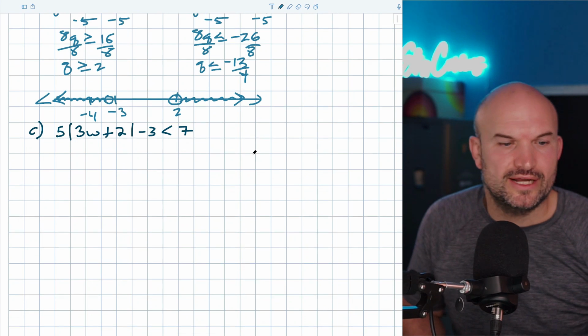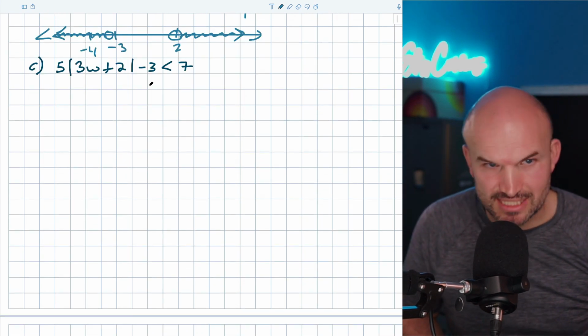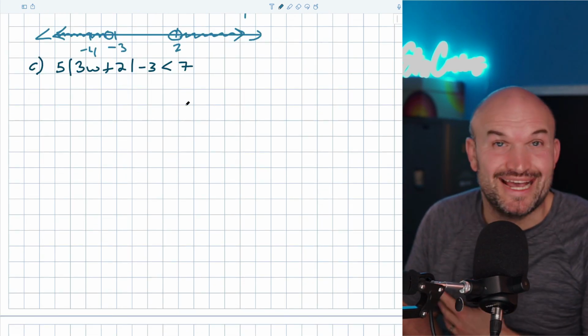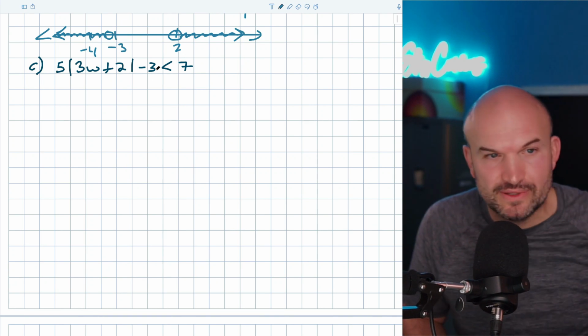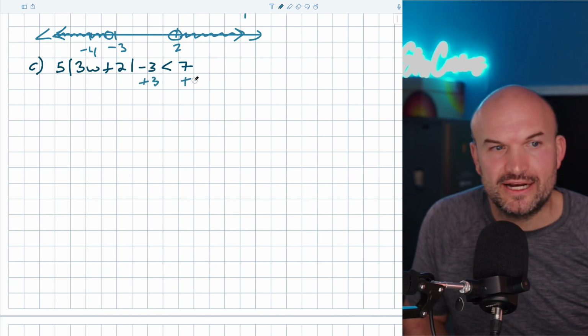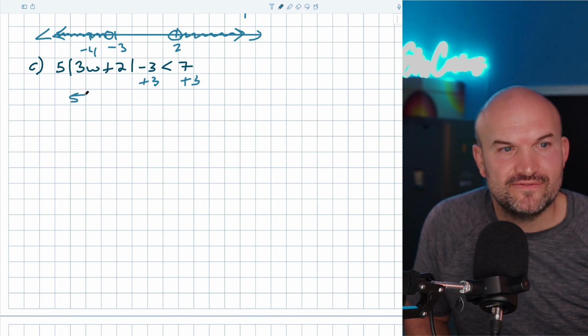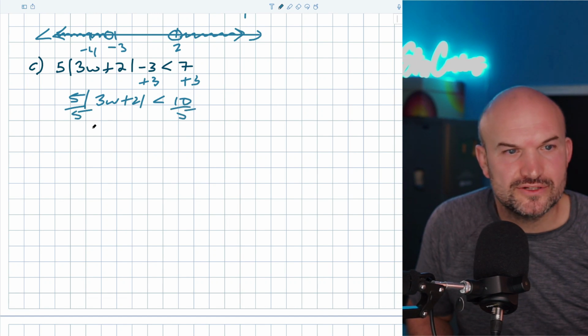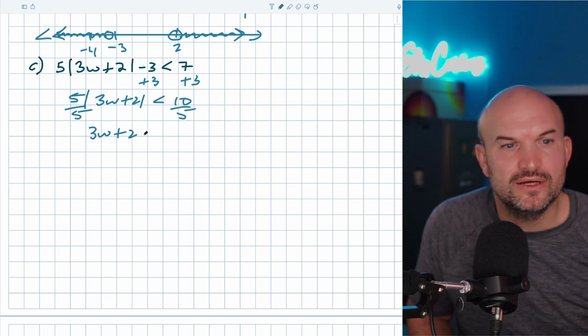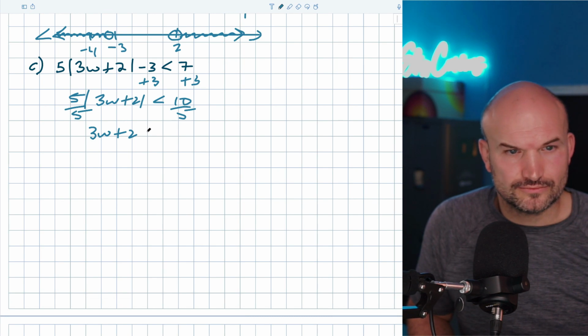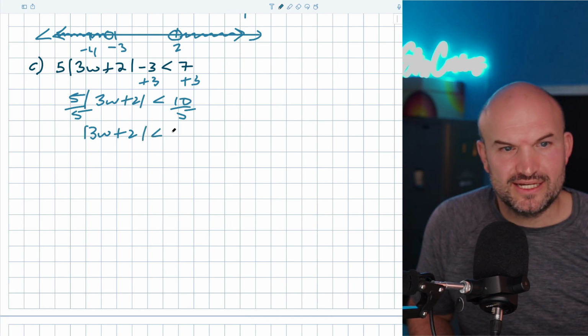All right, let's go ahead and do this last one. Now you can see this one is going to be an and, right? So again, first thing we want to do is go ahead and separate this. So I'll add 3 to both sides. So I have 5 times the absolute value of 3w plus 2 is less than 10. Divide by 5, divide by 5. So I have the absolute value of 3w plus 2 is going to be less than 2.